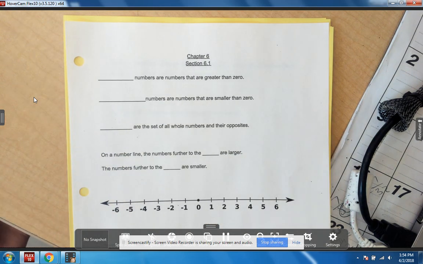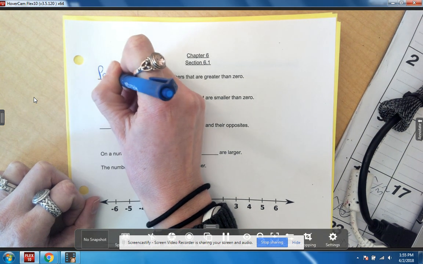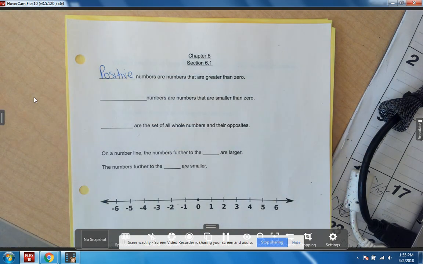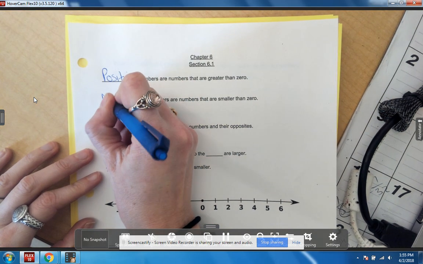It says blank numbers are numbers that are greater than 0. So this is going to be positive numbers. Okay, positive numbers are numbers that are greater than 0. Make sure you are filling this in with me. Blank numbers are numbers that are smaller than 0. That would be negative numbers.